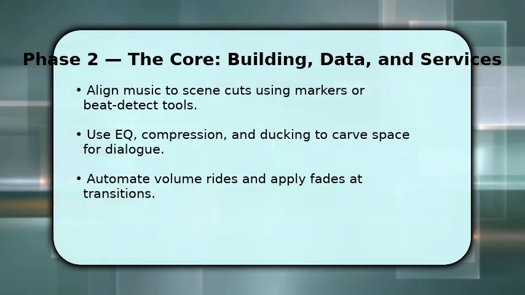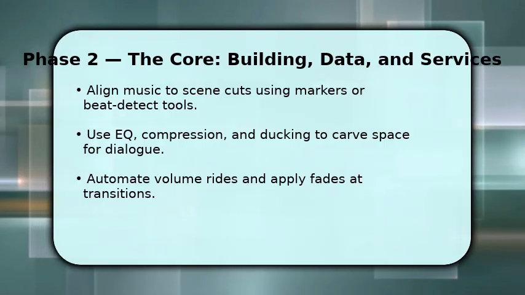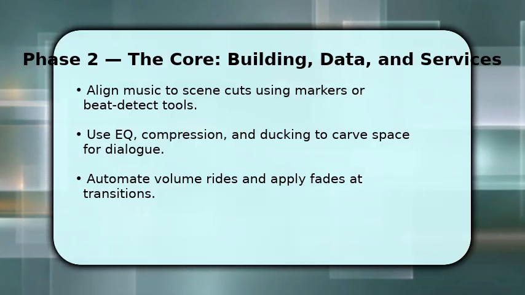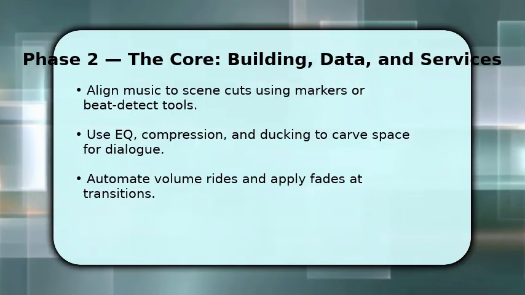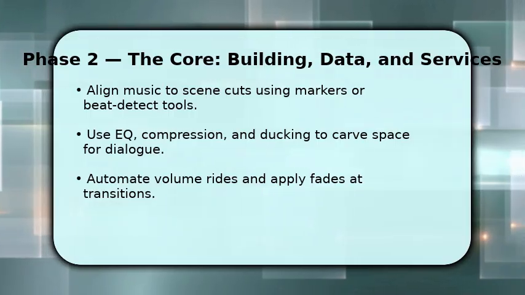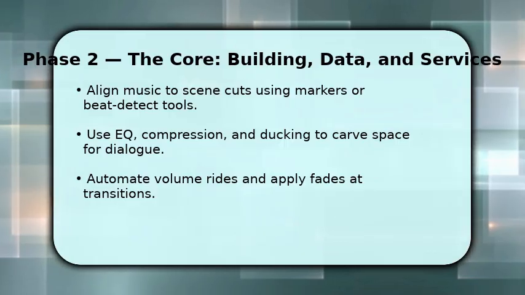Make space for dialogue by applying high-pass EQ to the music and gentle compression. Then set a sidechain or ducking trigger from the dialogue track so vocals remain clear. Automate volume rides for instrument swells and add short fades at transitions to avoid clicks.